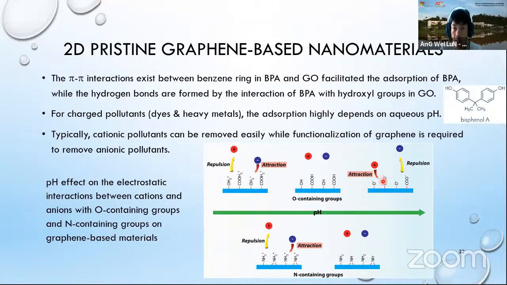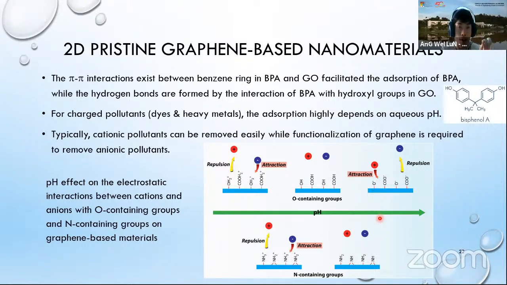Okay. So negative charge means that it will attract the positive charge pollutants and repel the similar charge pollutants. Similarly, if you functionalize the graphene with nitrogen-containing functional groups, it looks like this. So we either get the positive charge or negative charge depending on the pH. So it's very important if you want to modify your graphene-based materials.